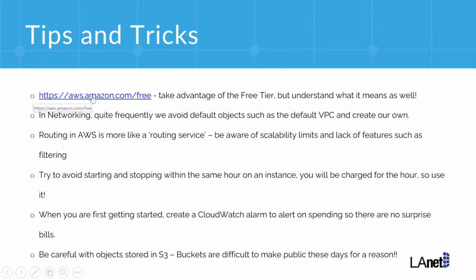Remember that in networking, we usually avoid most default objects like the default VPC or the main routing table and instead create our own. Remember that most routing in AWS is more like a routing service, and be aware of things like scalability limits, okay?